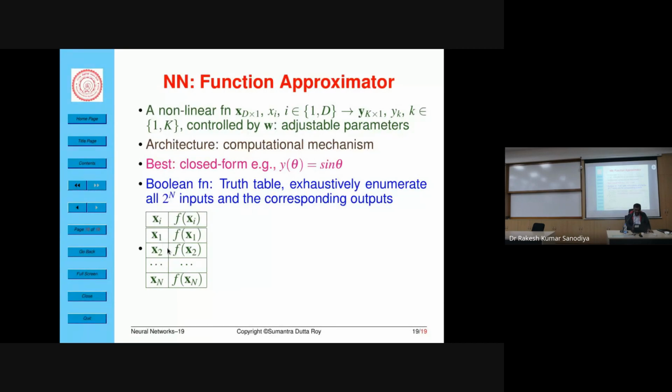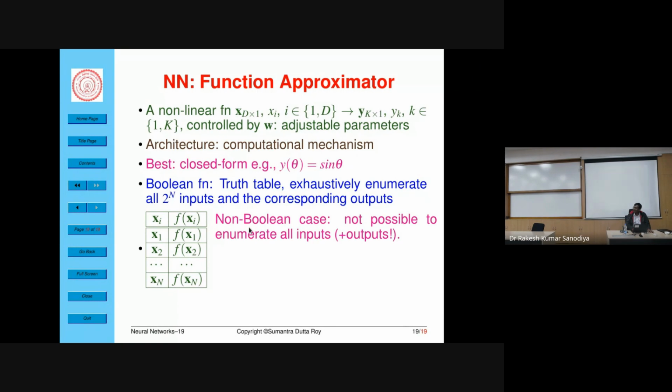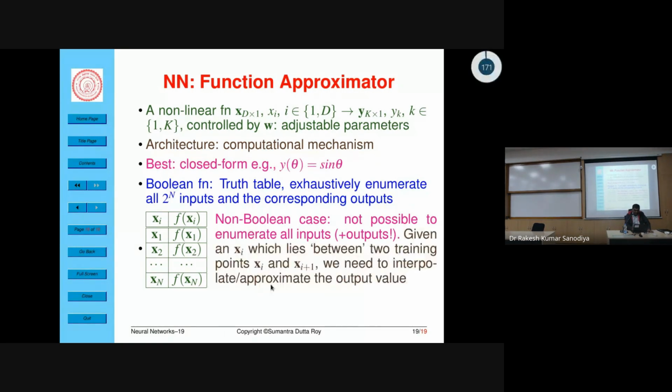The idea is that for a non-Boolean case, it is not possible to exhaustively enumerate all outputs. And what we want to do is possibly handle an unknown value, which was not there in the training set. The training set in this case is the enumeration of all possibilities that I know. So what I do here is, I should at least get a quote-unquote reasonable value for the output. This is what a neural network does. This is what neural networks are also good at.